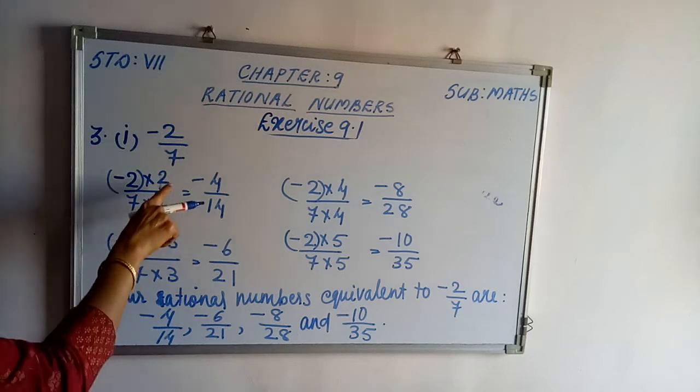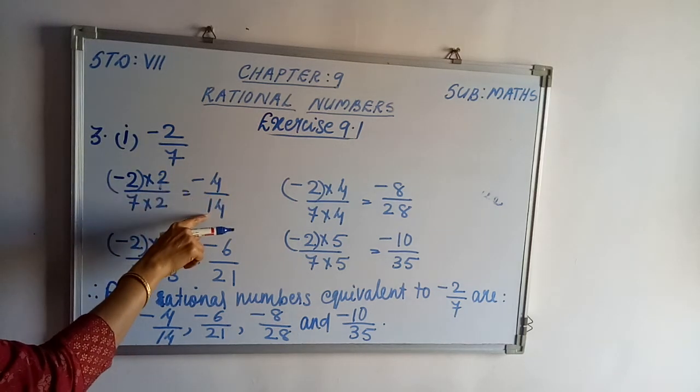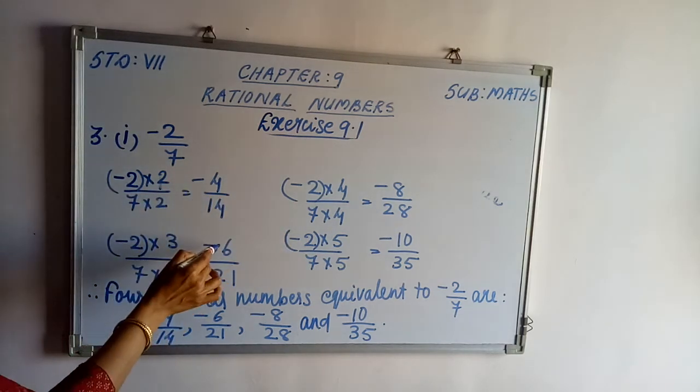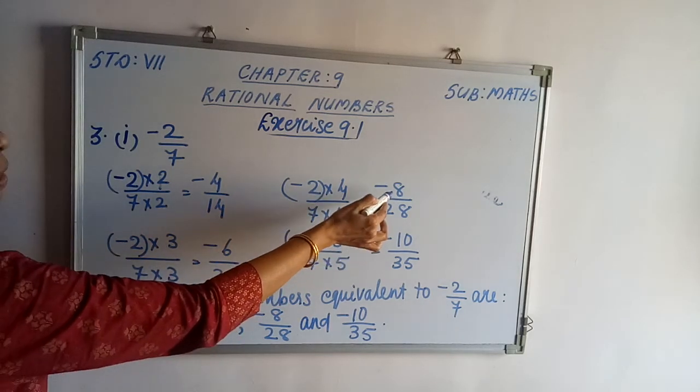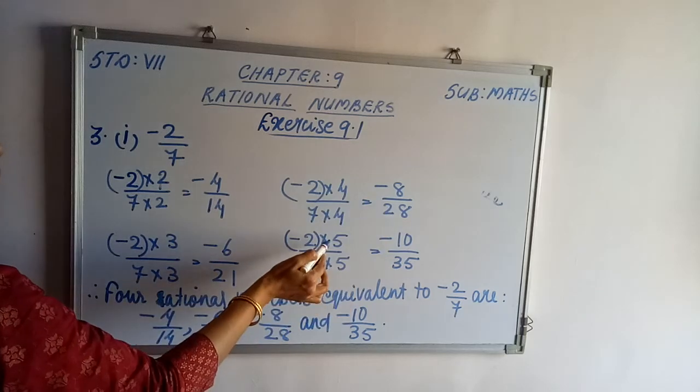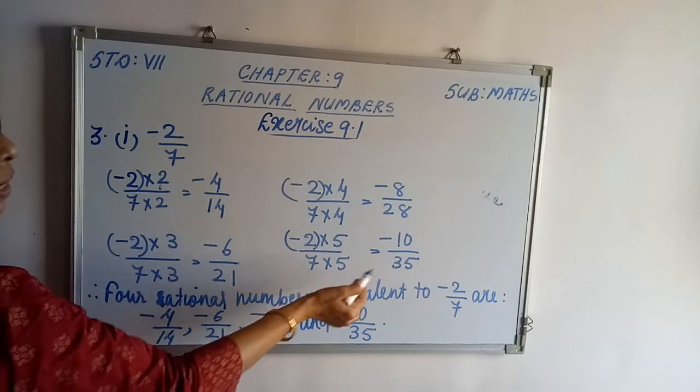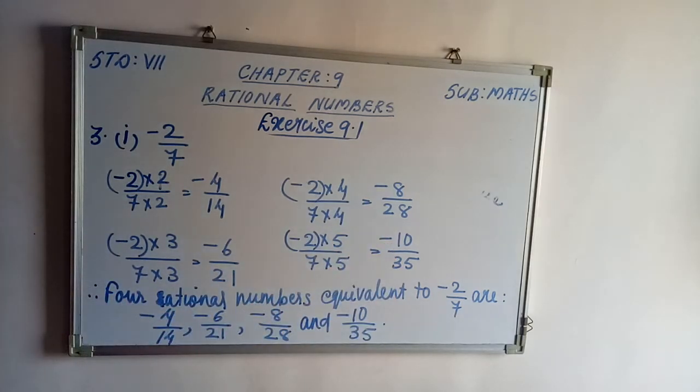So when you multiply by 2, we get minus 4 upon 14. By 3, minus 6 upon 21. By 4 on both numerator and denominator, minus 8 upon 28. By 5 on both numerator and denominator, minus 10 upon 35. So the 4 rational numbers equivalent to minus 2 upon 7 are minus 4 upon 14, minus 6 upon 21, minus 8 upon 28 and minus 10 upon 35.